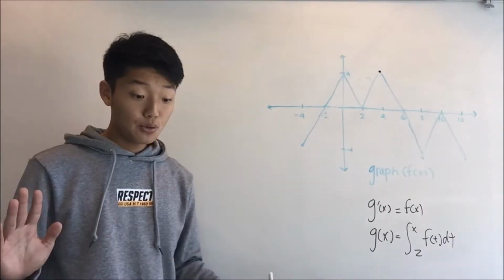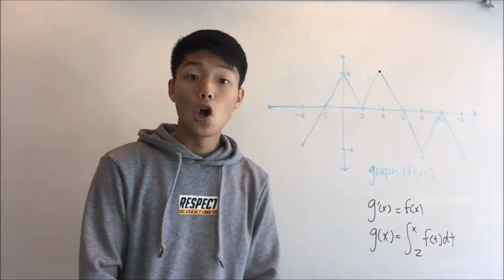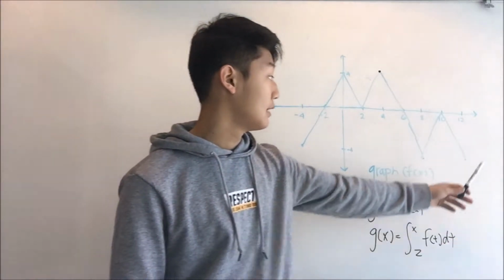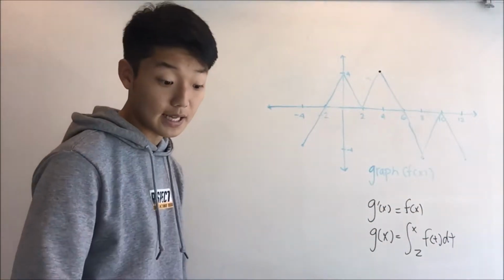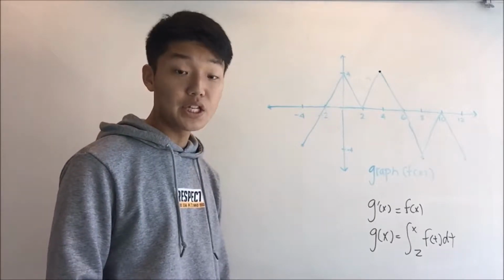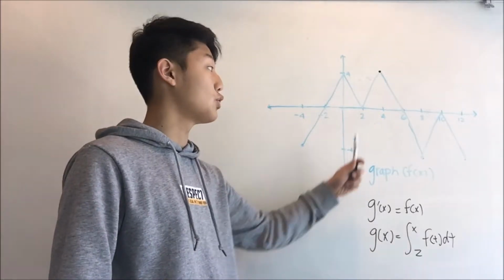So when you read the words absolute min or absolute max, you always have to try those two endpoints that are given, because in this problem they said find the absolute min and max value of g on the interval -4 to 12. So you always have to try those endpoints, -4 and 12.